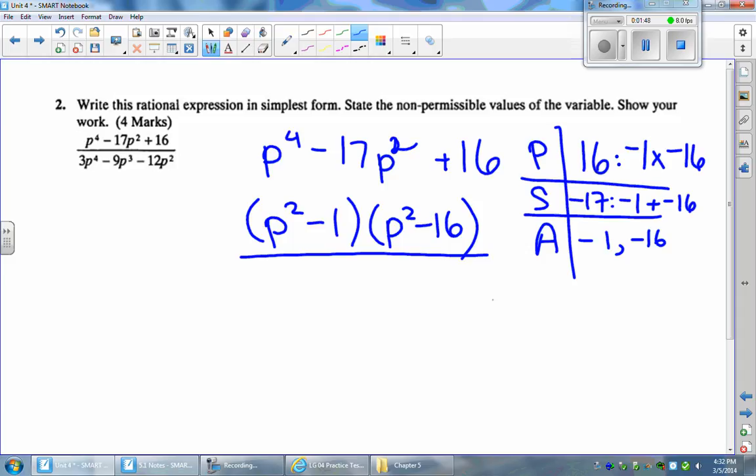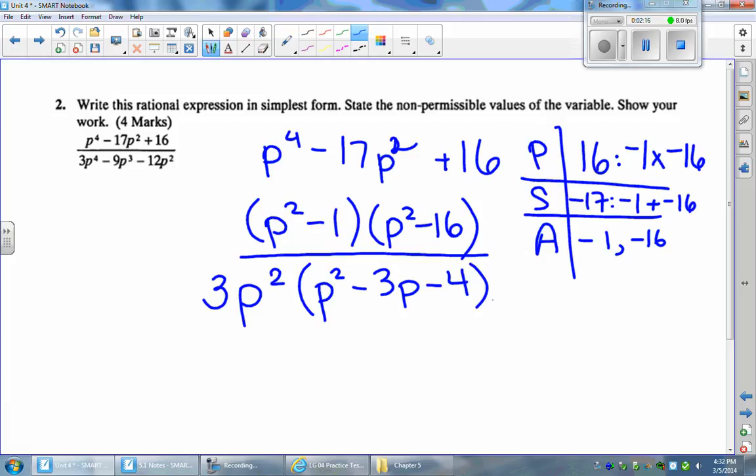Now I need to find the factors in my denominator. I'm noticing that there's a p in every term. There's actually p squared in every term. So I can factor out p squared. There's also a factor of 3 in every term, so I can factor out a 3p squared. And if I factor out a 3p squared, I'm left with p squared minus 3p minus 4.